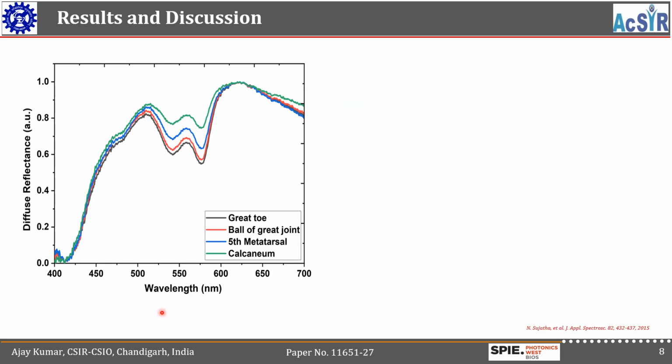This is the wavelength versus normalized diffuse reflectance spectra of great toe, ball of great joint, fifth metatarsal, and calcaneum of the foot sole of subject 1. As the diffuse reflectance is measured in the visible region, attenuation due to hemoglobin absorption at 542 nanometer and 577 nanometer is present in each spectrum, as you can see from this figure. However, this spectrum is more attenuated in great toe, followed by ball of great joint, then fifth metatarsal, then calcaneum.